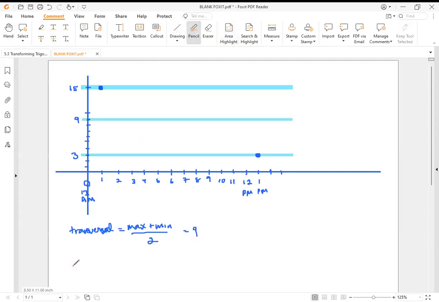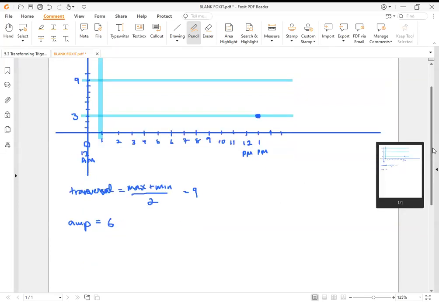Something along there. We have my amplitude, which is max minus min divided by 2. That's going to be a 6. And then let's assume, just as the question says, I start here, and then that's my high to low. So it tells you an idea of how long my cycle is going to be.